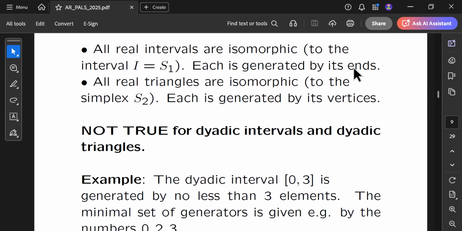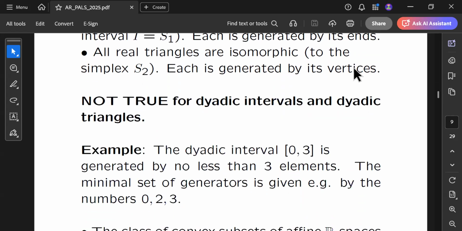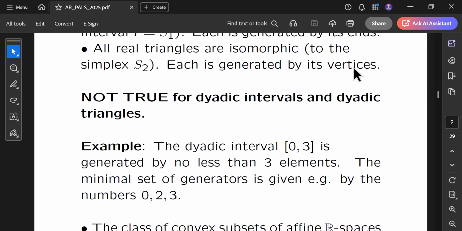But this is not true for dyadic intervals and dyadic triangles. Consider the dyadic interval on the dyadic line with ends 0 and 3. You may easily notice that 0 and 3 do not generate all dyadic numbers between 0 and 3. For example, you cannot get 1 or 2. So to generate the whole interval, one needs at least 3 generators. For example, you can take 1 or you can take 2. And since each interval which is a simplex is generated by its ends, this interval 0, 3 cannot be isomorphic to the simplex.